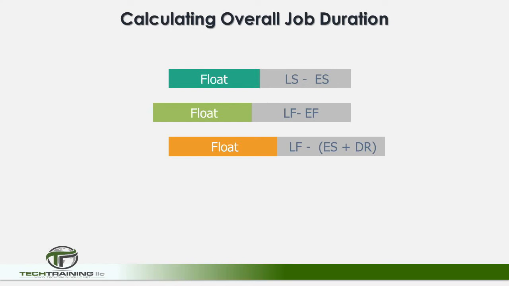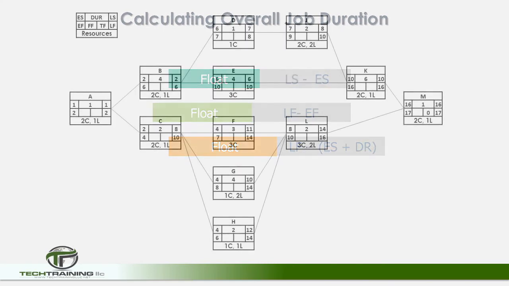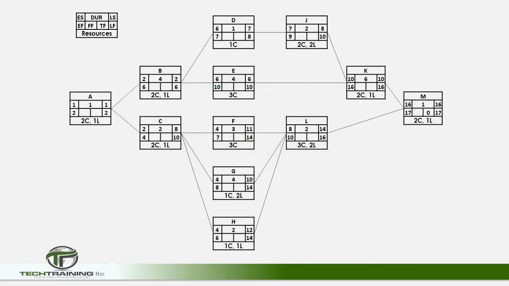In any case, it is always best to use at least two of these formulas as a check on your calculations. Total float, not to be confused with free float, is the amount of time you have on an activity before it impacts the entire project. So let's start with activity M.